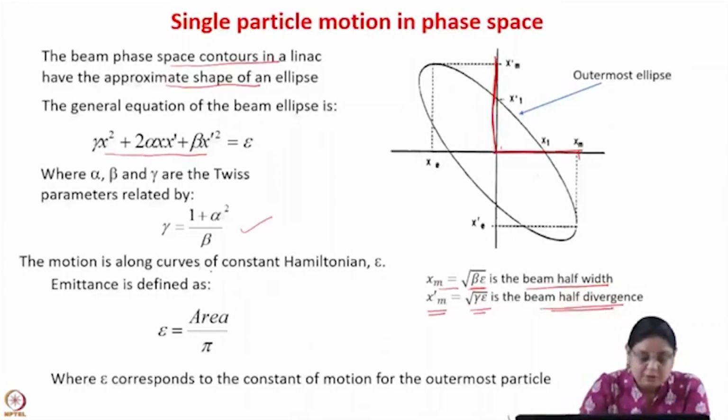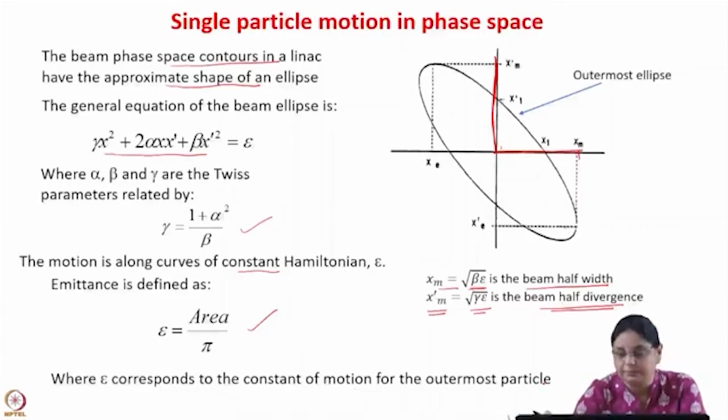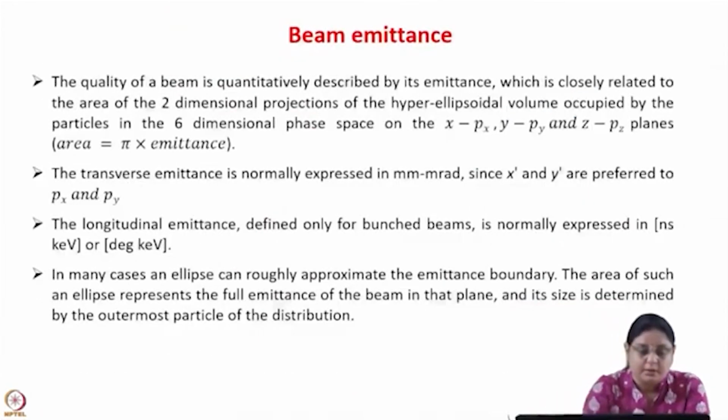The motion of the particles is along constant Hamiltonian. Emittance is defined as the area of the outermost ellipse divided by pi. Here emittance corresponds to the constant of motion of the outermost particle. The quality of the beam is quantitatively described by its emittance.